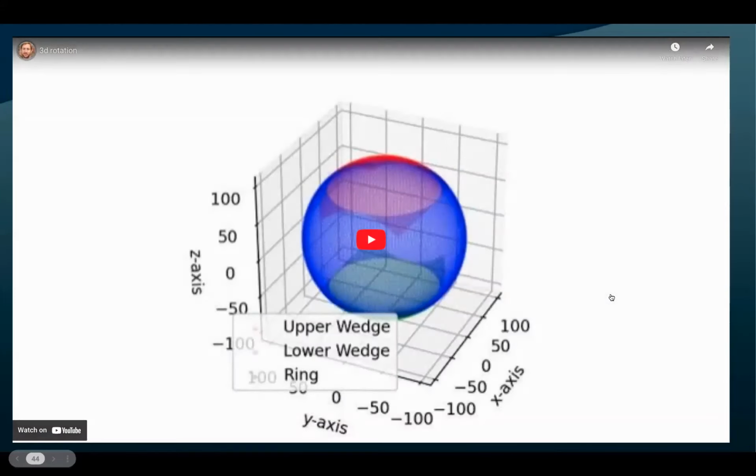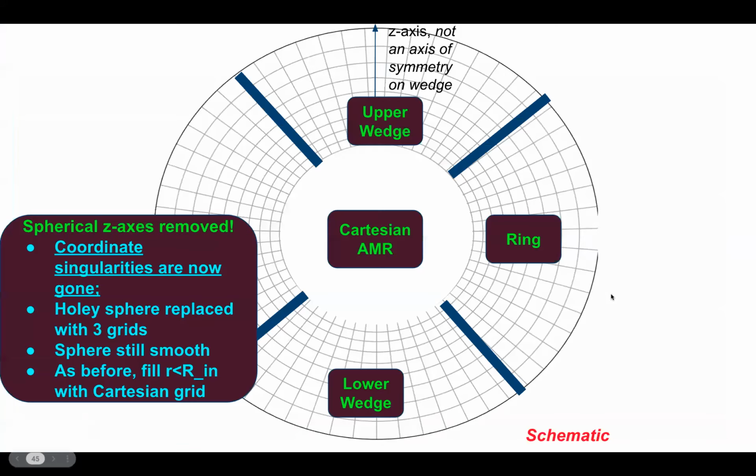By the way, that visualization was created completely in collaboration with ChatGPT. It's wonderful at doing matplotlib. Highly recommended if you haven't tried it. All right, and so again, this is the grid structure: Cartesian AMR in the middle, upper wedge, lower wedge, and ring. So to fill in the volume within this sphere, you need a total of 4 grids. Next slide.